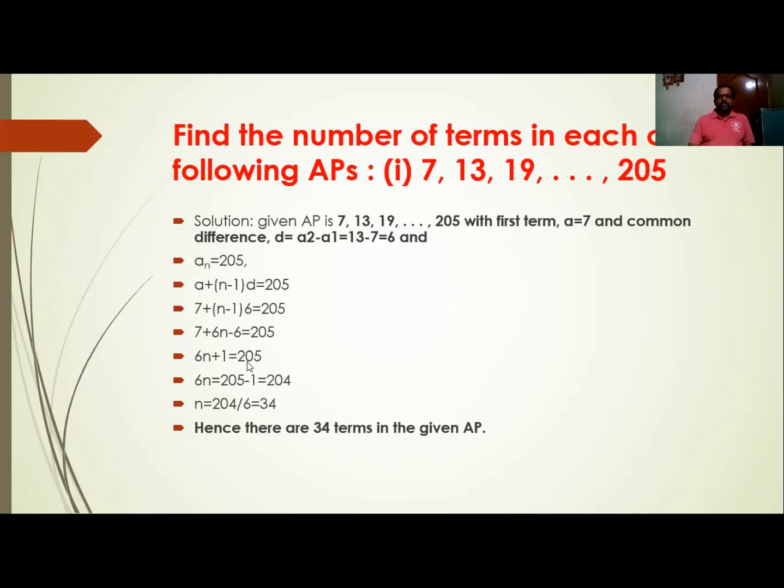That simplification, in the last step, will give us n equal to 34. And what does that 34 give us? That 34 gives us the number of terms in the given AP. So hence I can say that there are 34 terms in the given AP. Is it clear?